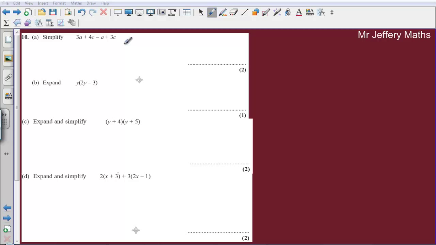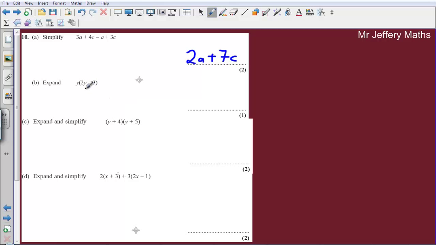Question A. Simplify 3a plus 4c minus a plus 3c. Now, quite a nice way to do this is to, instead of saying a and c, give these letters a meaning. So for example, we'll say that a stands for apples and c can stand for carrots. So I've got 3 apples minus an apple, so that means I'd have 2 apples. Then I've got 4 carrots plus 3 carrots, so I'd have 7 carrots in total. So 3a minus a gives us 2a, and 4c plus 3c gives us plus 7c.